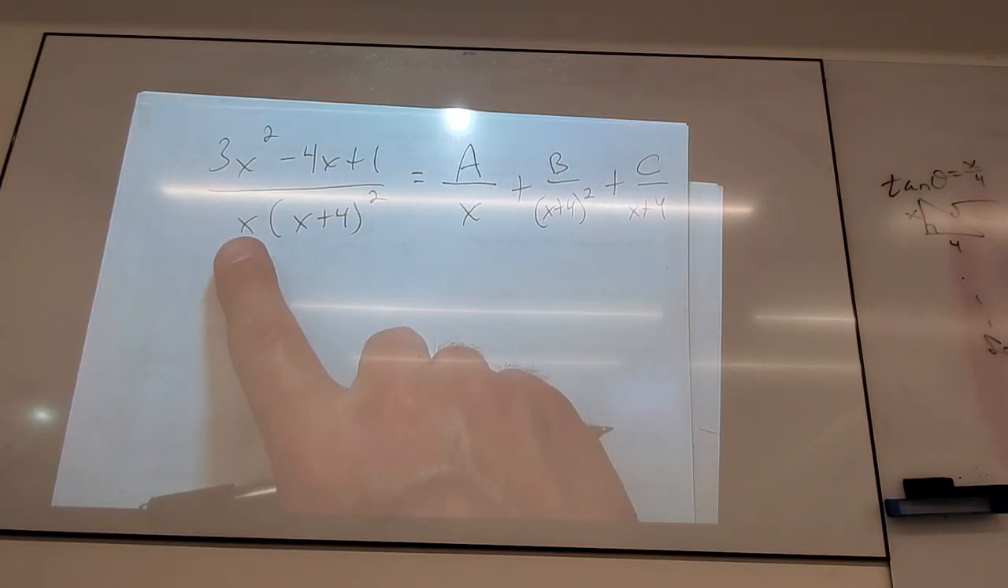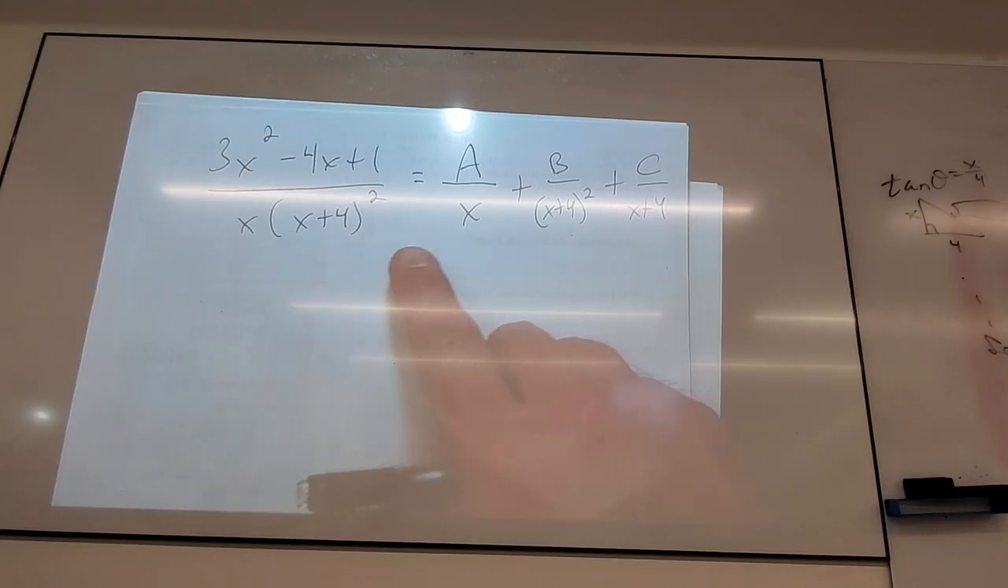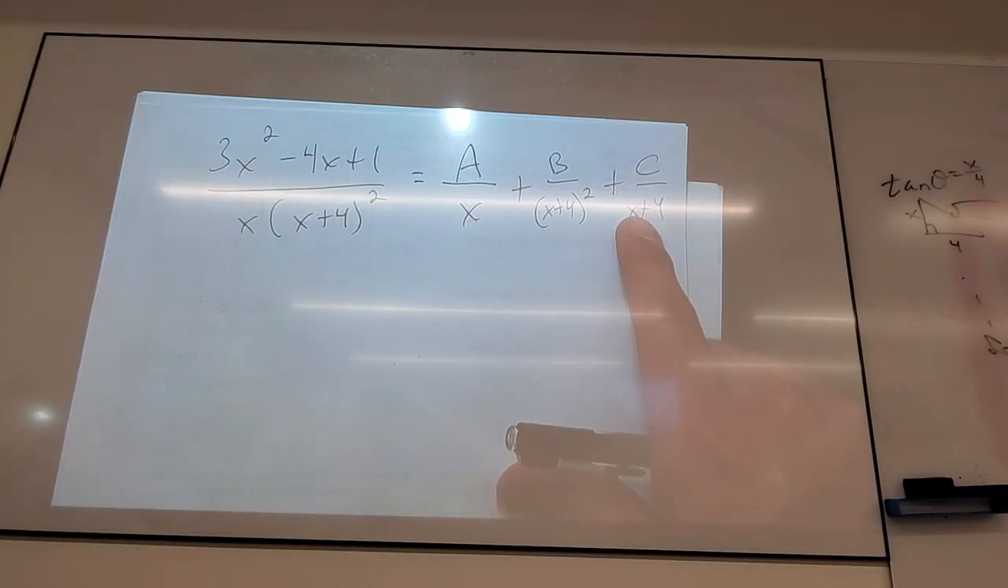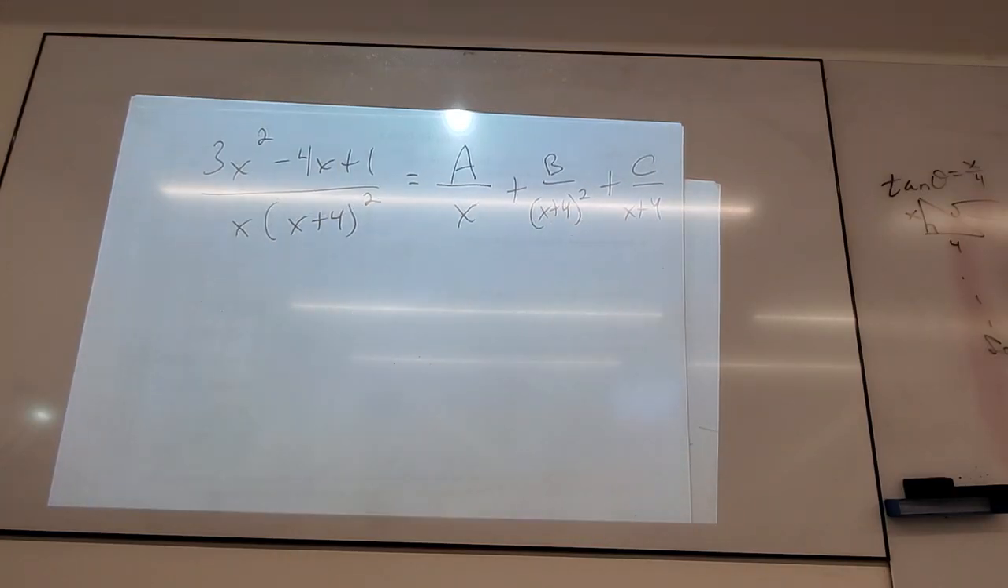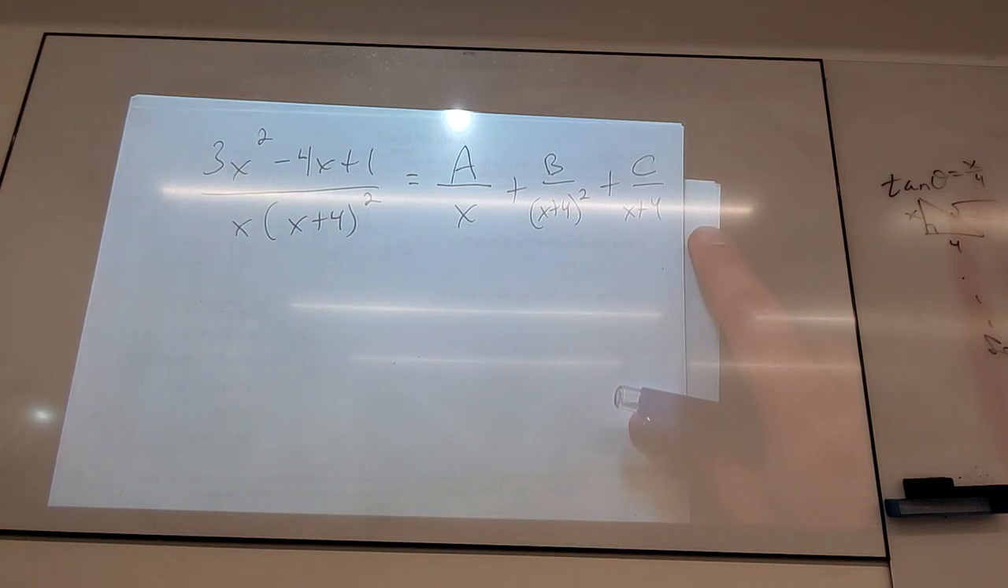So you guys see there are 3 parts to this, but they're not what you thought they would be. There's an x, there's an x plus 4, and there's an x plus 4 squared. Those are the 3 things that could combine to make something over this. Okay. So what if it was x plus 4 cubed? What would happen over here? There would be a d over x plus 4 cubed. Exactly. So whatever is repeated shows up that many times on the other side, yes?